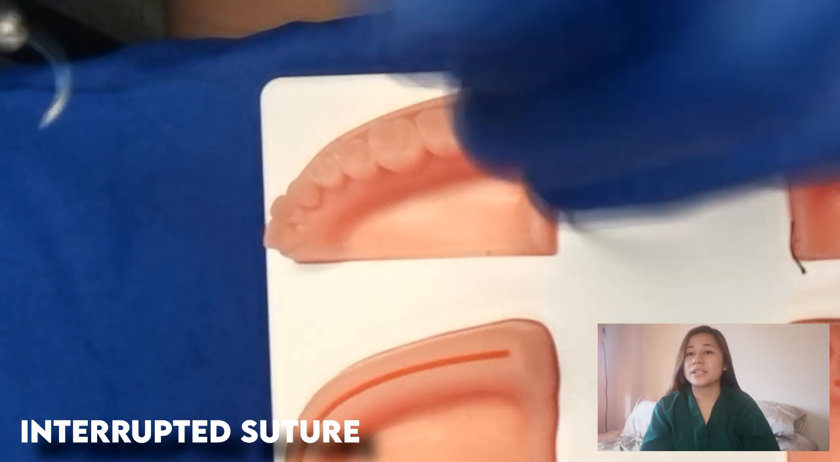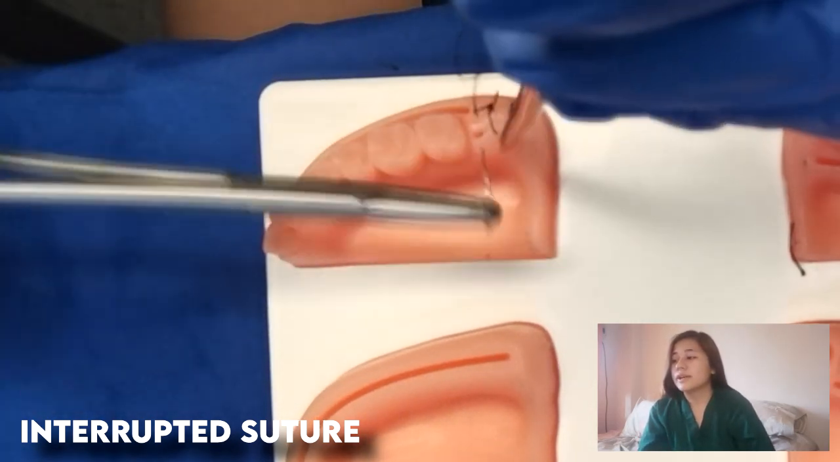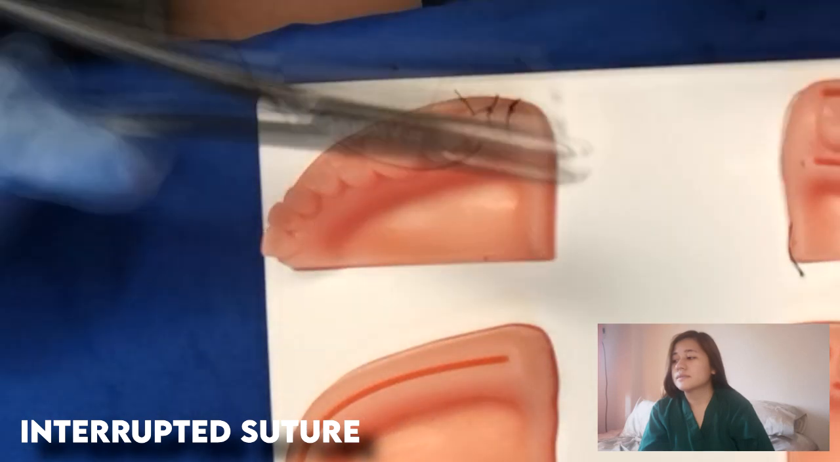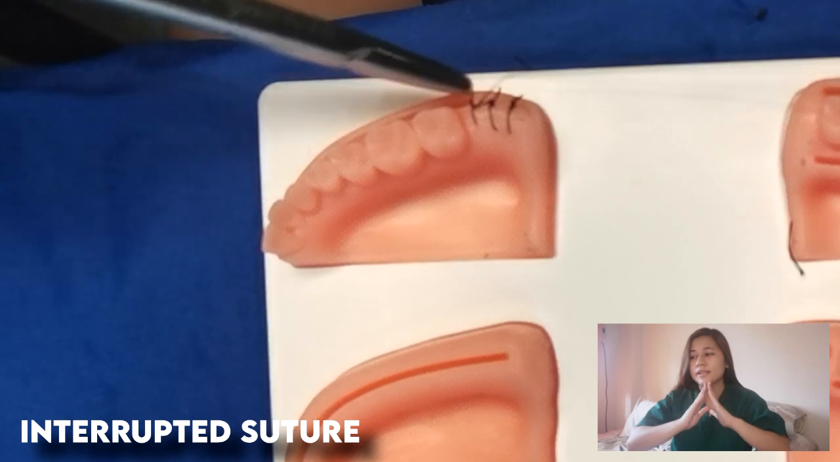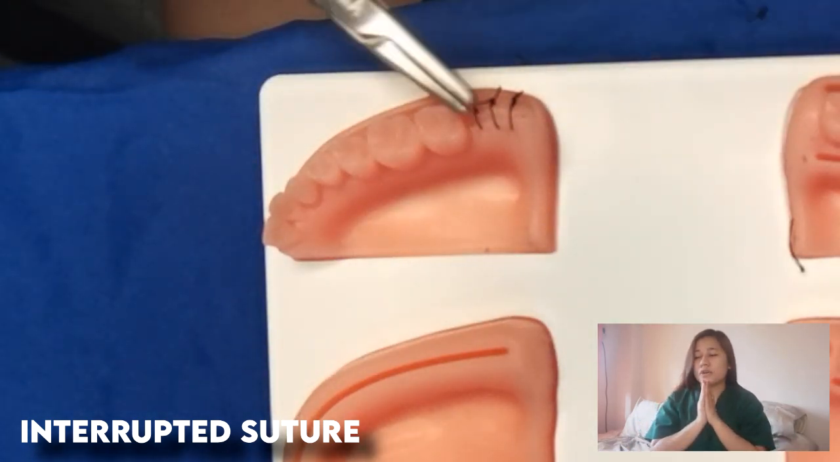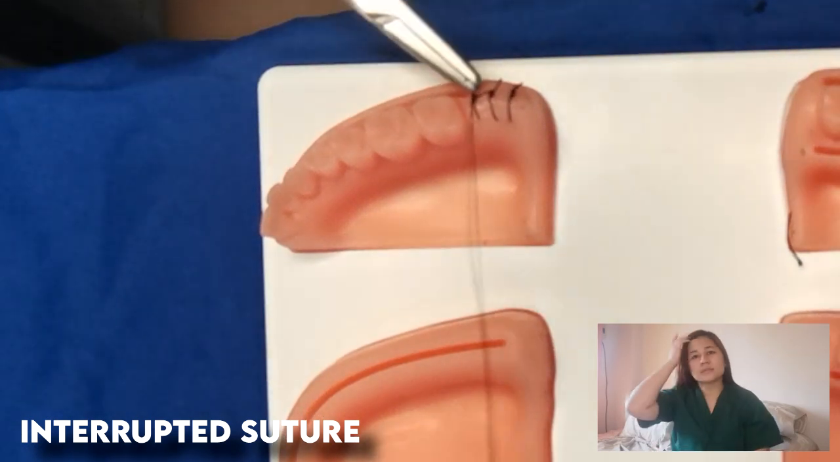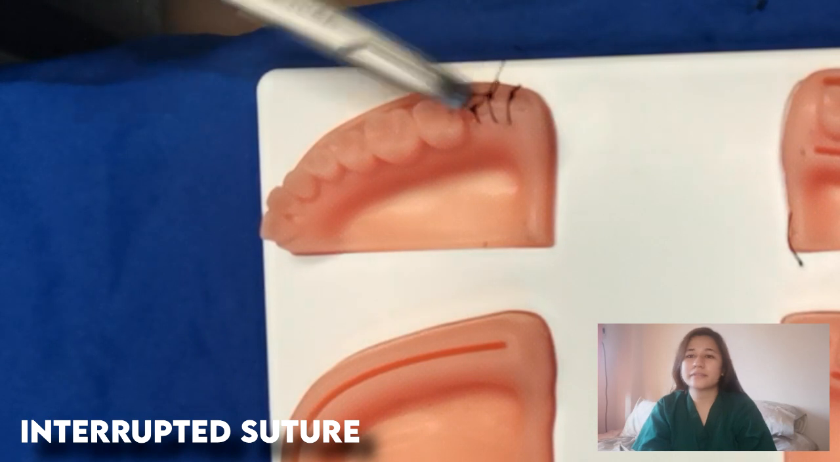Then the disadvantage, of course, we have disadvantages. So the disadvantages would be it does not bring all surfaces into contact, and it is less supportive of healing of the flap margins. So it does not bring the flap to complete healing.